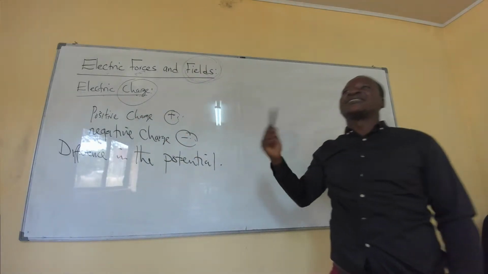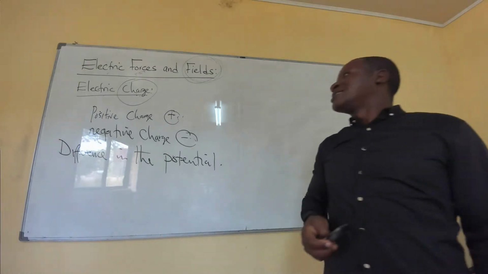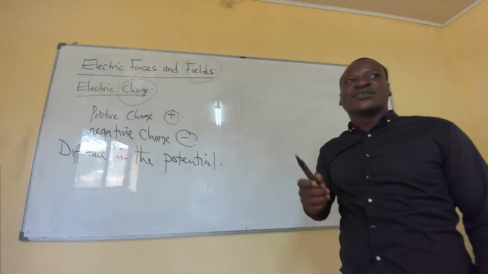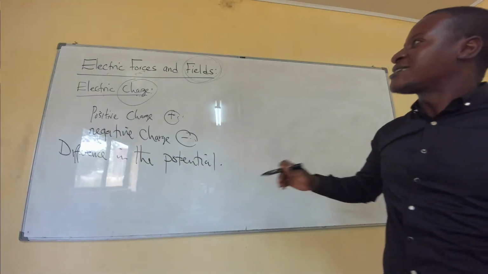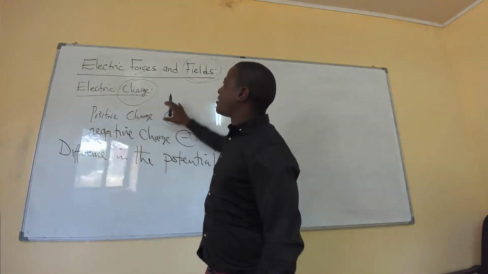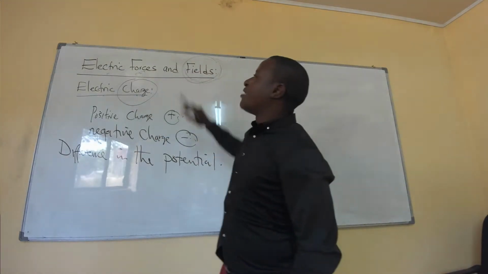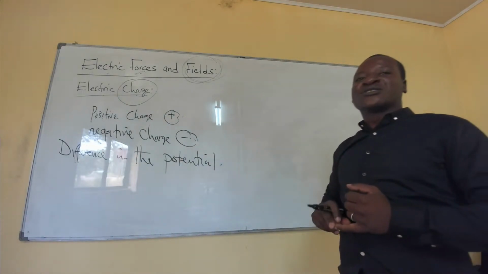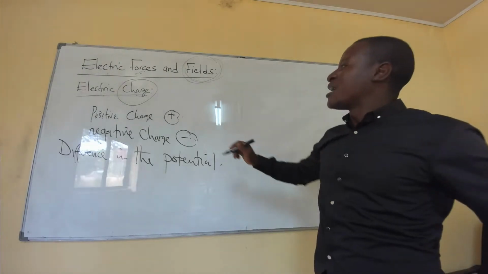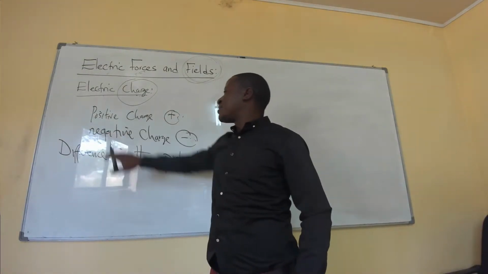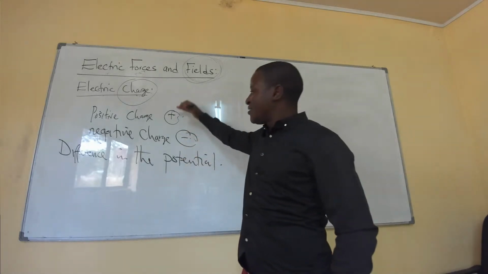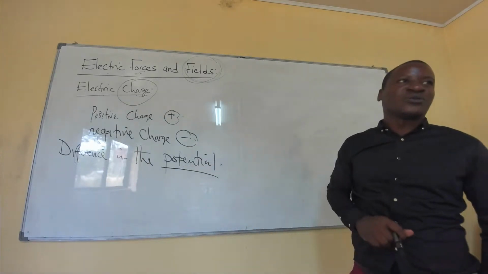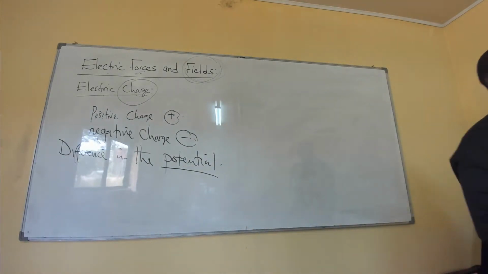For example, the magnetic field lines. For example, the fields as a result of induced current. So this is what we are talking about here. So in summary, this is how we can define what we have up here as electric forces and fields. First of all, we have what is called electric charge. So here we have the positive and the negative charges, and what brings about this difference is the difference in the potential. That is what brings about this.